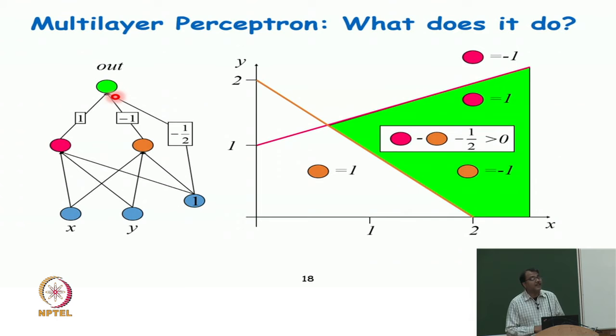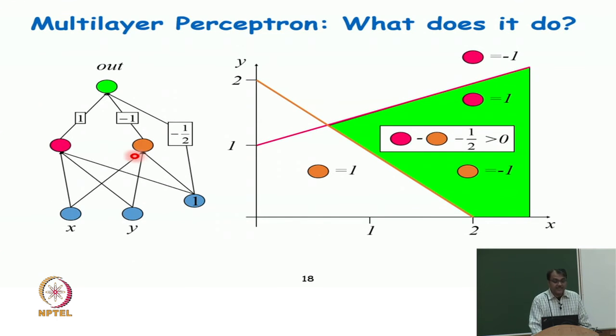So where would it be 1? Let's think about that. For it to be 1, pink minus orange needs to be greater than half. Because these are outputs 1 and minus 1, pink has to be 1 and orange has to be minus 1. In all other cases, that would not be the case.